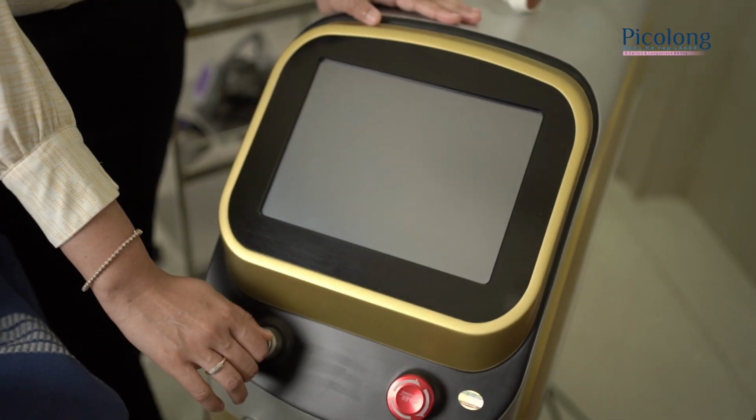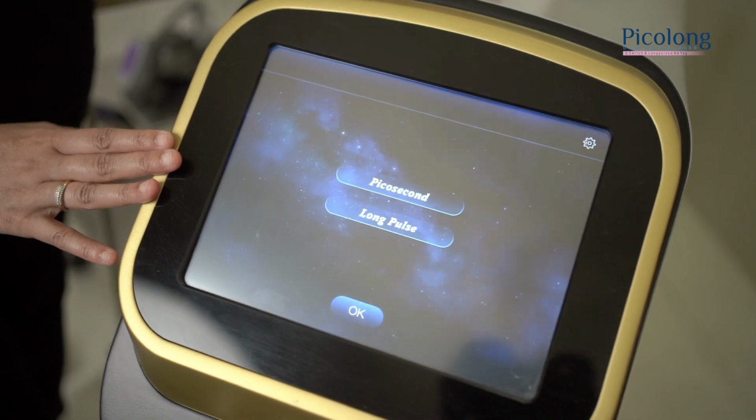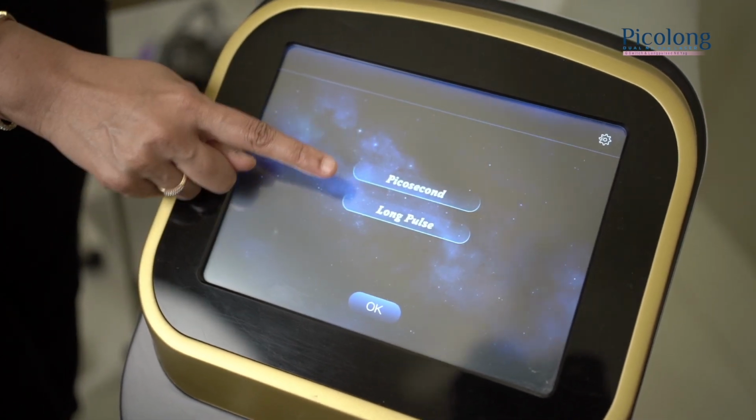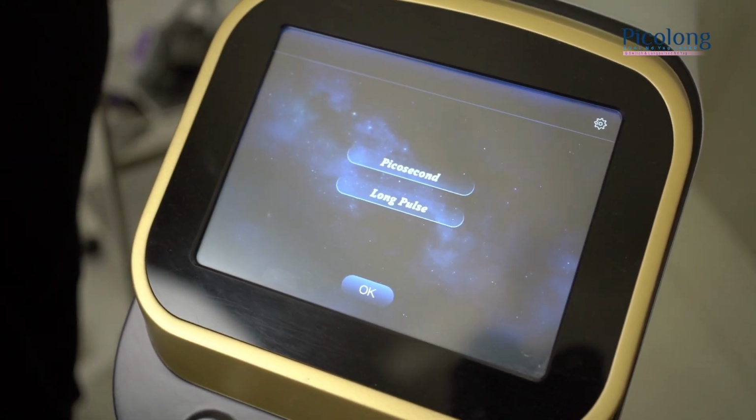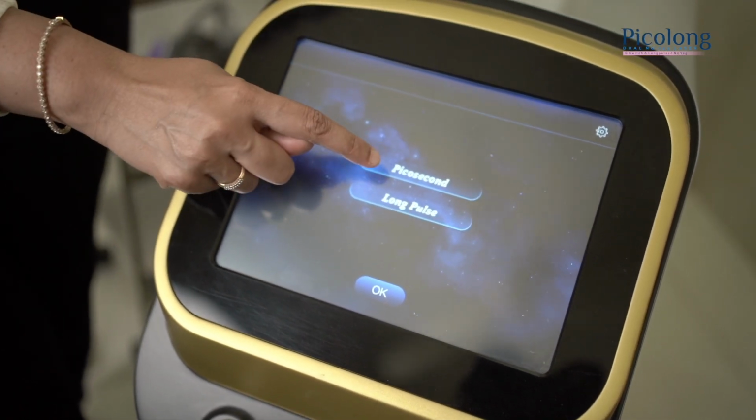Let me demonstrate a few indications for you so that it will be easy to understand. So here I'll be demonstrating the usage of the laser. When you switch on, you have two modes, that is Pico and long pulse. I have a patient for hyperpigmentation today, so I'll be using the picosecond.